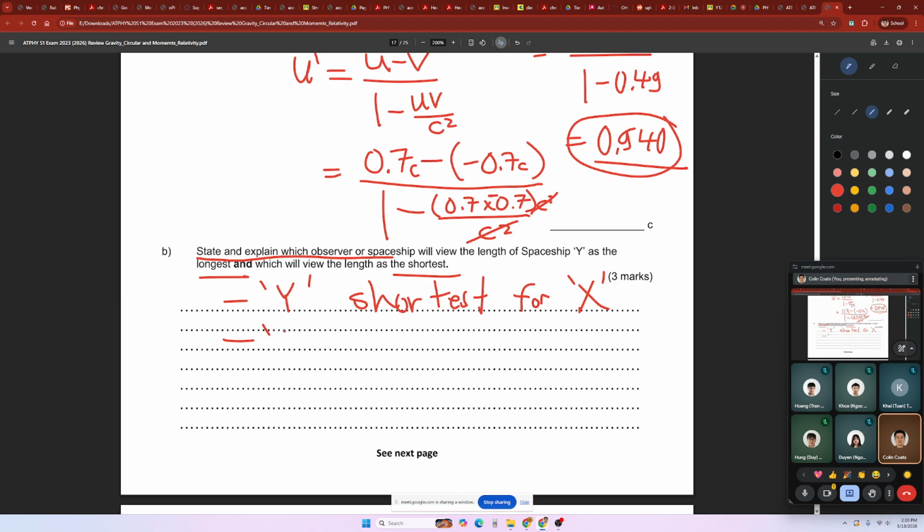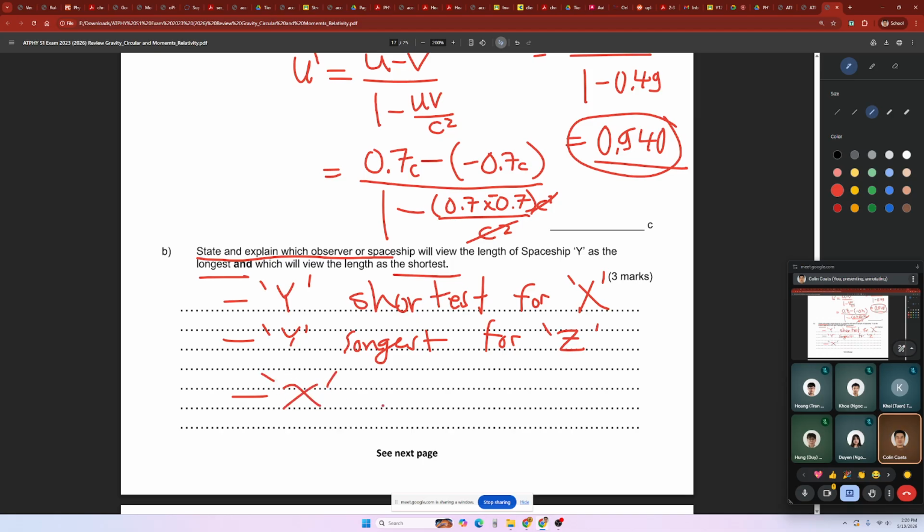So Y is longest for Z. Okay? Now why is this? You have to say we gave the longest and shortest, but we have to give the reason.